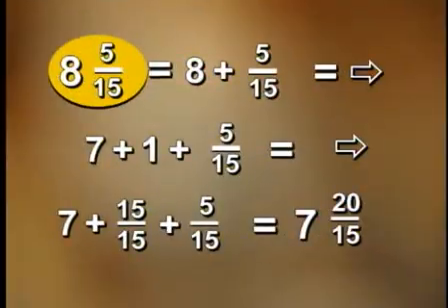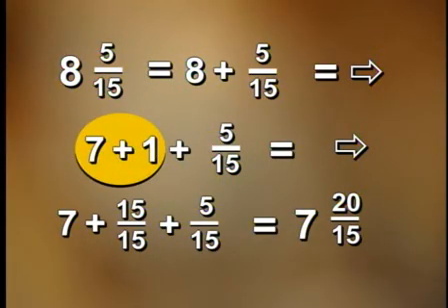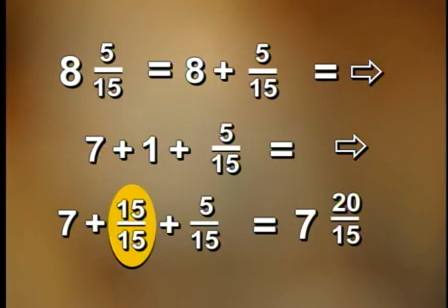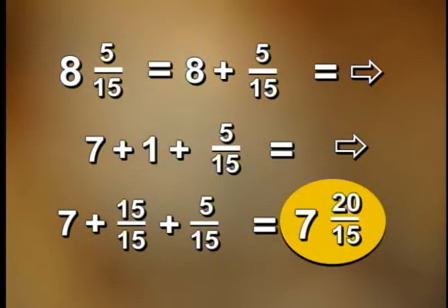We have 8 and 5/15. We change the 8 to 7 plus 1. That is the $1. So we have 7 plus 1 plus 5/15. And then we change the 1 to 15/15. Notice, whenever you change 1 to a fraction, the numerator and denominator are the same. So if instead of 15s we had 18s, it would be 18/18. If it was 24ths, it would be 24/24. We have 15/15. So we have 7 plus 15/15 plus 5/15, which gives us 7 and 20/15.